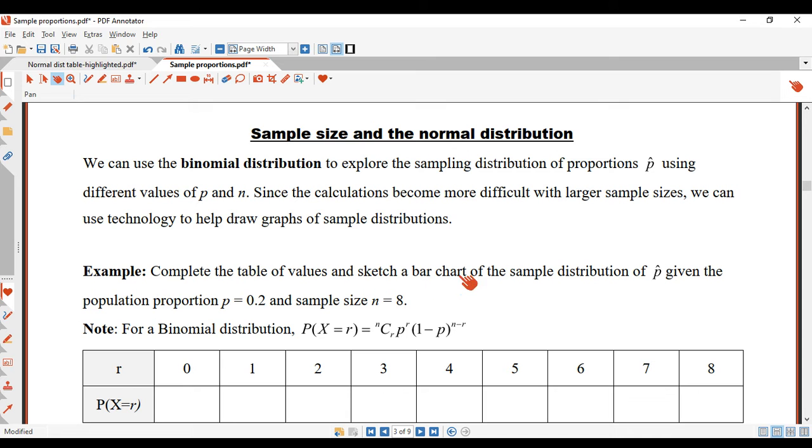We've got to complete the table of values and sketch a bar chart of the sample distribution of p hat, given the population proportion p is equal to 0.2 and sample size is n equals 8. Okay, so how are we going to do that? Well, just remember your formulas for binomial distribution. Probability that x equals r is nCr p to the r, 1 minus p to the n minus r. We're going to put that formula into the spreadsheet for different values of r in this case. Sample size is 8, so our n value is 8 in this case, and r is going to change values.